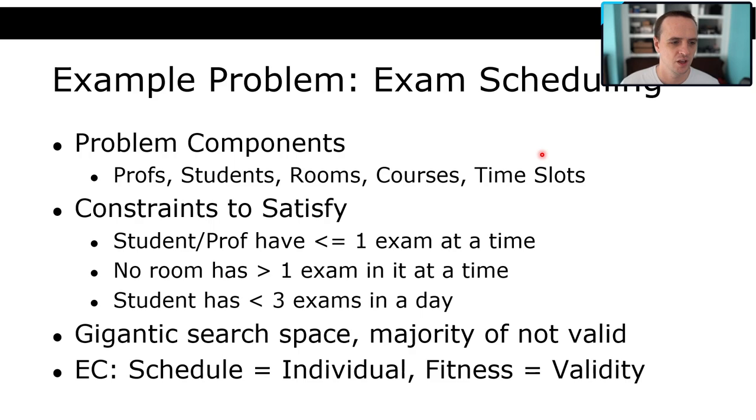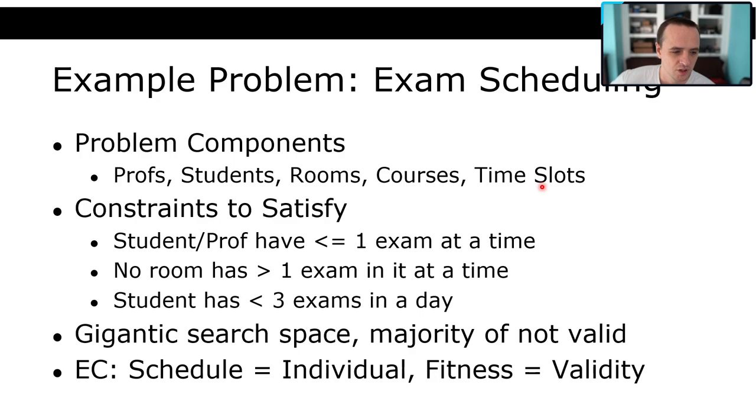And so let's say we want to satisfy some sort of constraints. For example, no student or professor can have more than one exam at a time. So you either have zero exams or one exam at any time and no more. No room can have more than one exam in it at a time. And students can't have three exams in a day, right? So, a huge, gigantic search space. The majority of it isn't even valid.